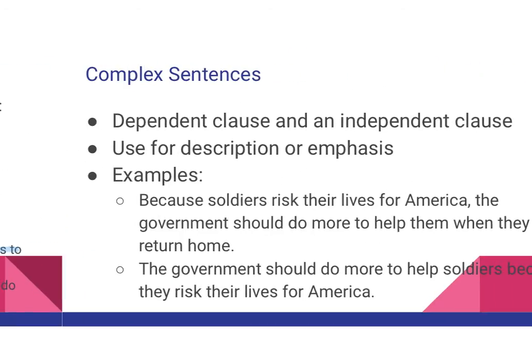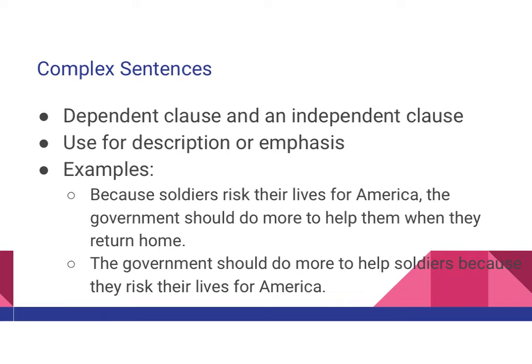So complex sentences are next. This is when you have a dependent clause and an independent clause. So remember, an independent clause is a complete sentence by itself. A dependent clause is not. It needs an independent clause to make the whole thing complete. So you use these types of sentences for description or emphasis.